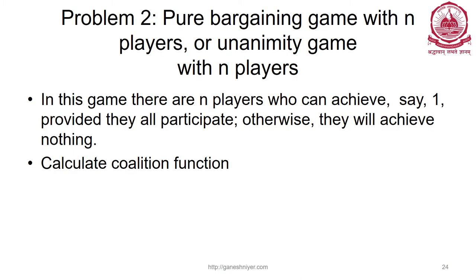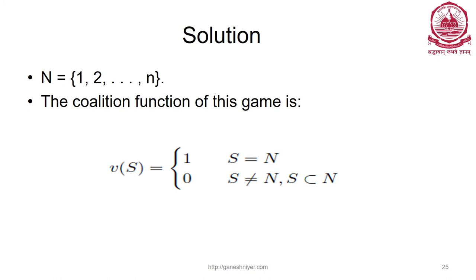Another problem: in this game there are n players who can achieve, say, 1 provided they all participate, otherwise they will receive nothing. So how do you formulate the characteristic function? Pause this video, write on a sheet of paper your findings, and then proceed. It's quite straightforward. V of S is 0 if S is not equal to N. V of S is 1 if S equals N. Isn't it?